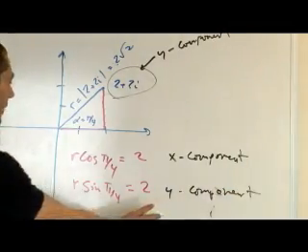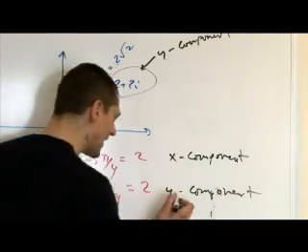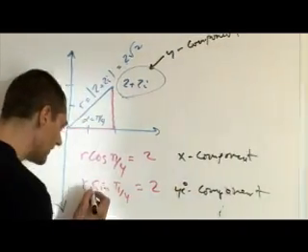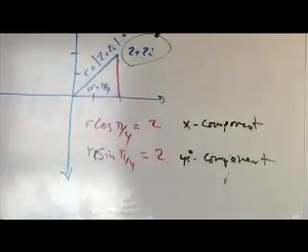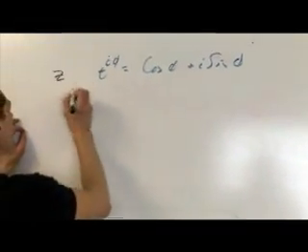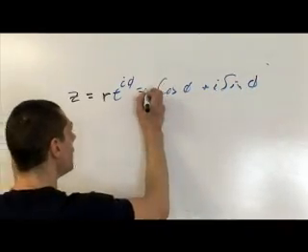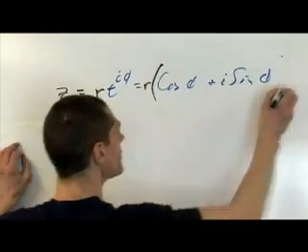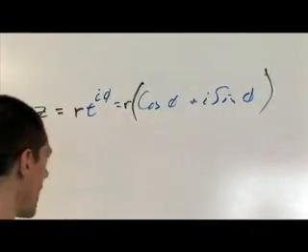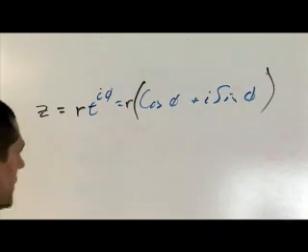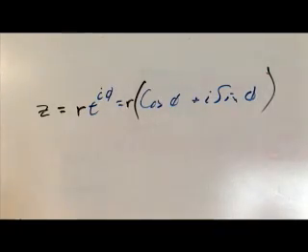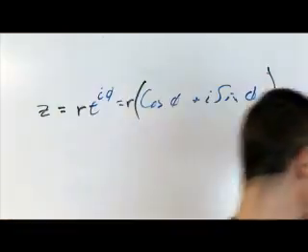However, we're in a complex plane. We need the y i component. So I put an i in there, and I put an i in there, and look at what we got. Z, the complex number z, can be written as r e to the i theta, which in this case is r times cosine theta plus i sine theta. This is really, really convenient, and it's amazing.